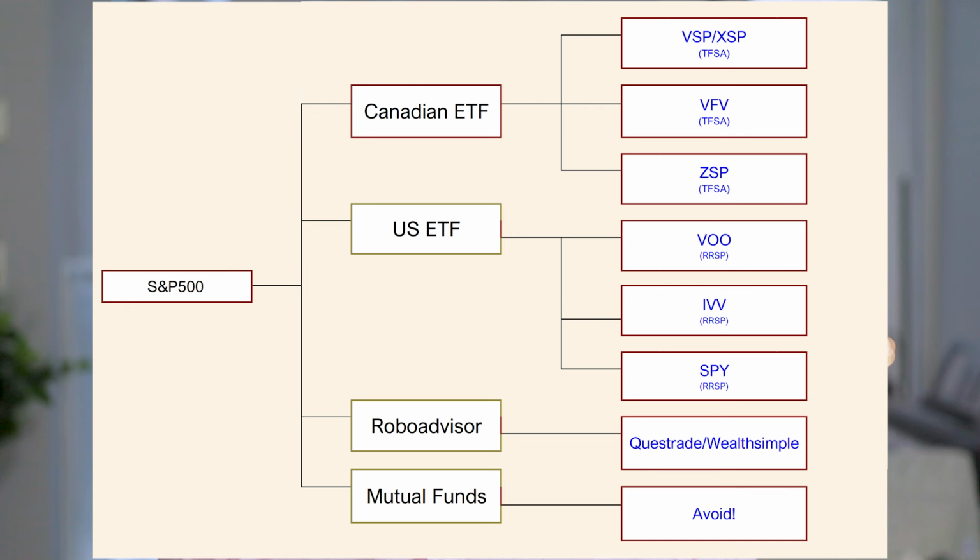Now for Canadians on the TSX in Canadian dollars, there are 4 good ones to look at: VFV, VSP, XSP, and ZSP. Again, these are all in Canadian dollars. Now this is where it gets complicated. Which one do I choose? Which currency do I invest in? And then which account to purchase these ETFs in?